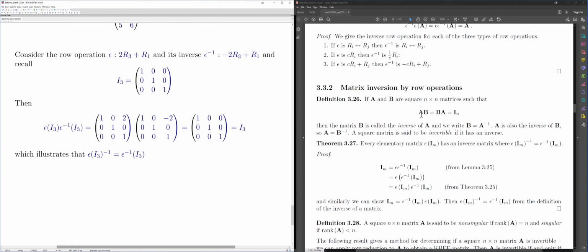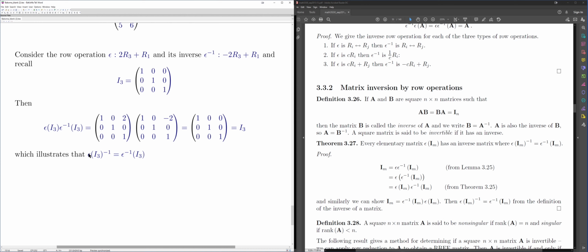That is satisfying that AB is equal to the identity. So this is the A over here, this is the B over here, and the product is equal to the identity. So this matrix here is the inverse of this one, the epsilon I3. And so the inverse of epsilon I3, in other words, this minus 1 means it's the inverse of the matrix.